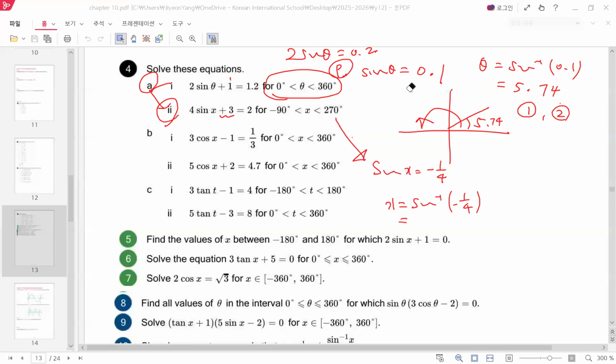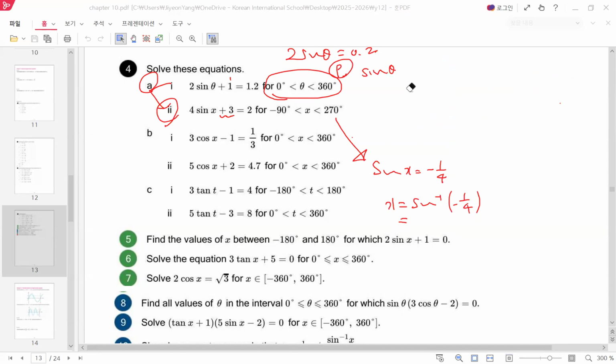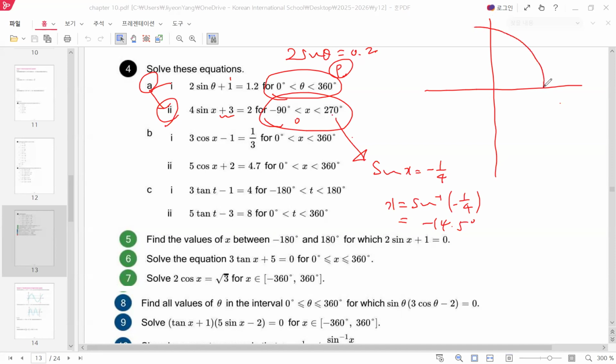Negative 14.5. Thank you, negative 14.5. And please look at the angle range, okay? Angle range. From 0 to 270 means a 3/4 turn in the positive direction, right? And from 0 to negative 90 means a 1/4 turn in the negative direction.